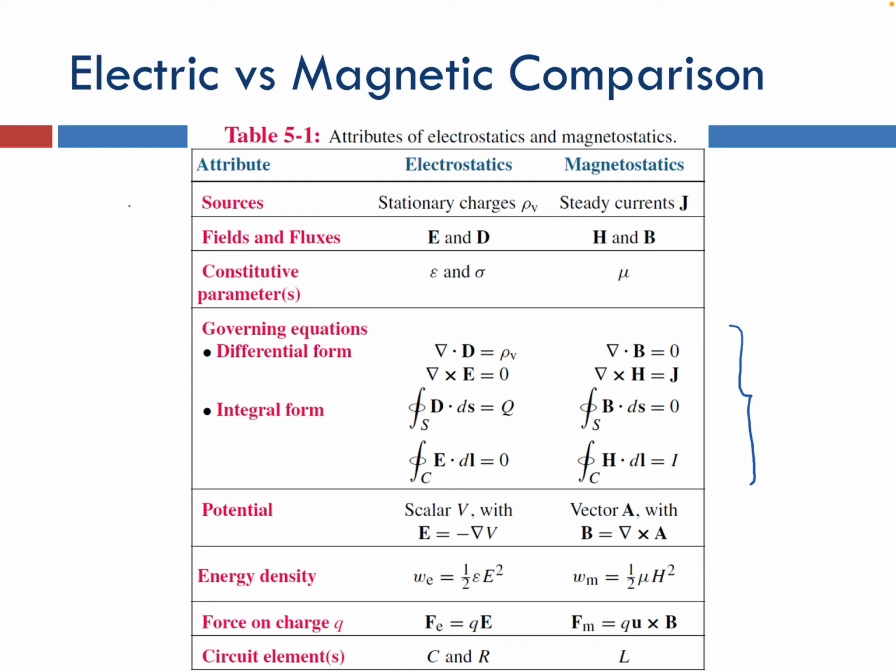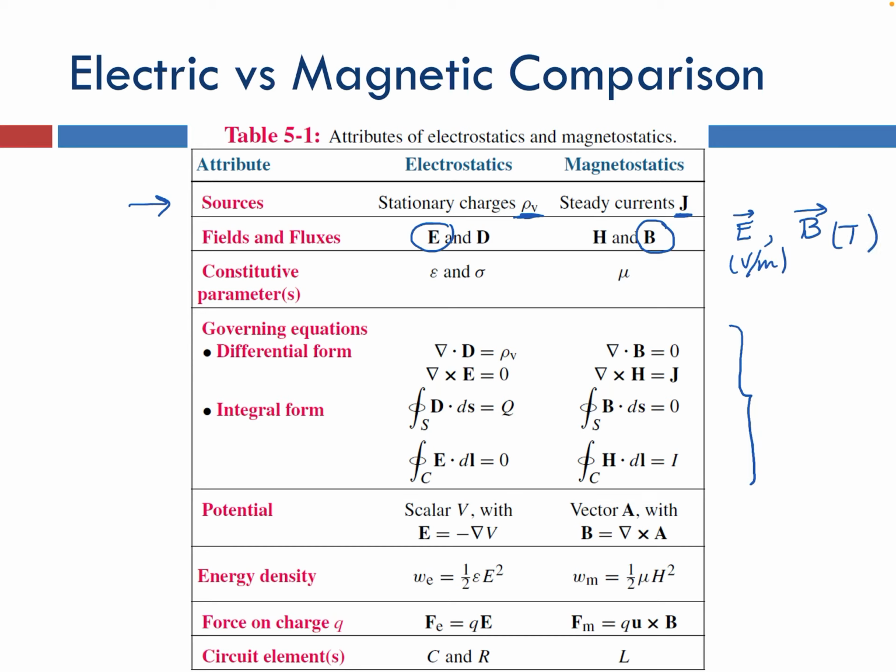And starting from the sources, we can see that for electric field, the sources are charges, whereas for magnetic field, the sources are charges in motion or currents. The fields and fluxes that help us take into account the effect of materials are E and D in electrostatics, and H and B. And E and B are the actual total electric field and magnetic field that are measured in volts per meter and in Teslas for magnetic field.